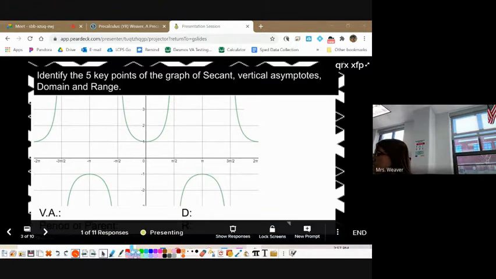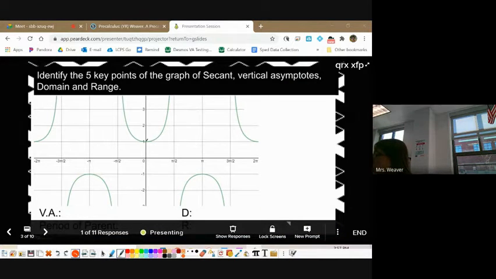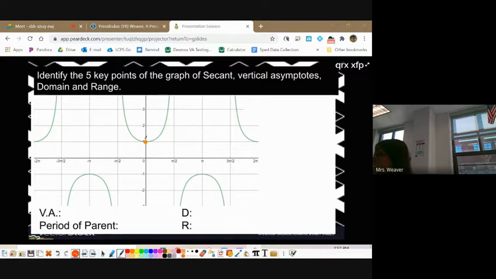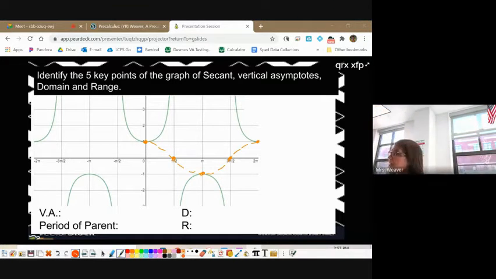Okay, so cosine, positive cosine starts at its maximum. So I'm going to plot there at the maximum at +1, and it has a period of 2 pi. So it goes maximum, midline, minimum, midline, maximum. And if we connect that with a dashed line, a smooth curve, that's our cosine parent function. That's one cycle of our cosine parent function there in a dashed line. It's in a dashed line because it's not part of my secant graph. I'm going to use it to get my secant graph, okay?